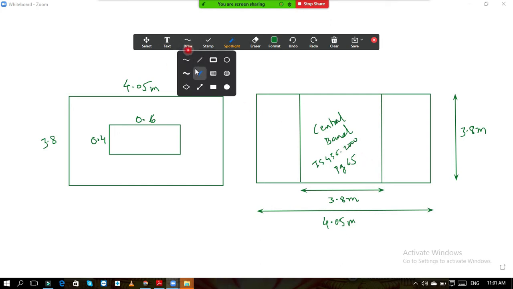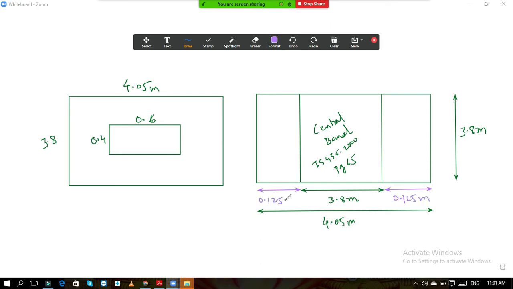And now what portion is remaining outside? Now if you see how much is this length and how much is the length on this side. So now if you see that, then how much it is? It is 4.05 minus 3.8 divided by 2. So 0.13, almost 0.125 meter, and this also 0.125 meter. Okay, this is called as end band. So we will provide the steel in central band, and there is a formula to provide the steel in central band. Okay. Now we have calculated the bending moment in x as well as in y direction. So instead of saying x and y, we will say that bending moment along 4.05 meter length and bending moment along 3.8 meter length. Okay.